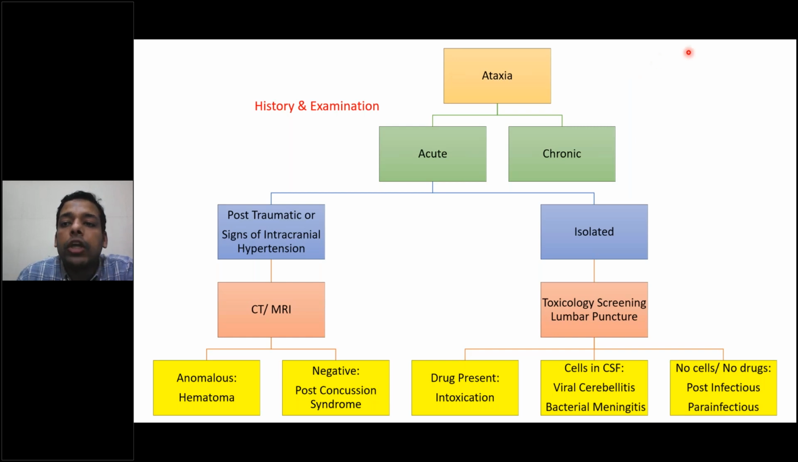So if in the toxicology screen we find high levels of an anti-epileptic drug or any drug, maybe phenytoin, we would label that as acute ataxia due to intoxication. If in the lumbar puncture we have cells, then it can be viral cerebellitis or bacterial meningitis. And if there are no cells and there is no history of any drug toxicity, then we may classify that as post-infectious or para-infectious acute cerebellar ataxia.